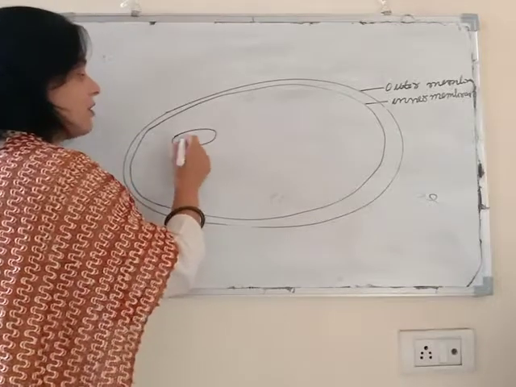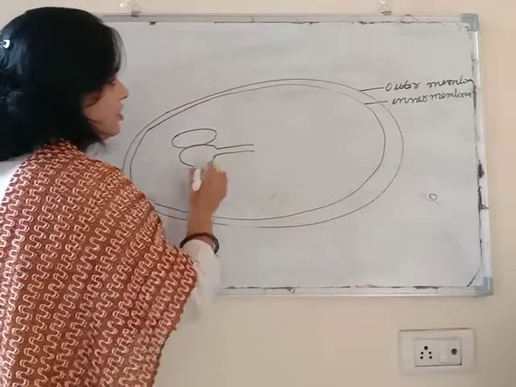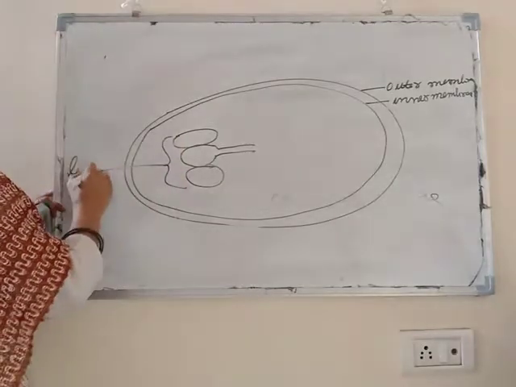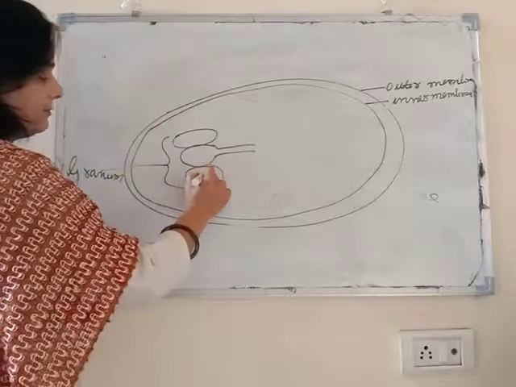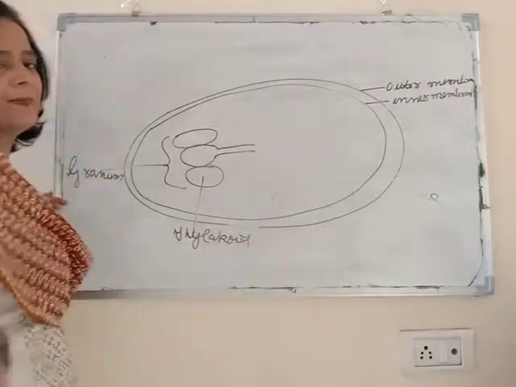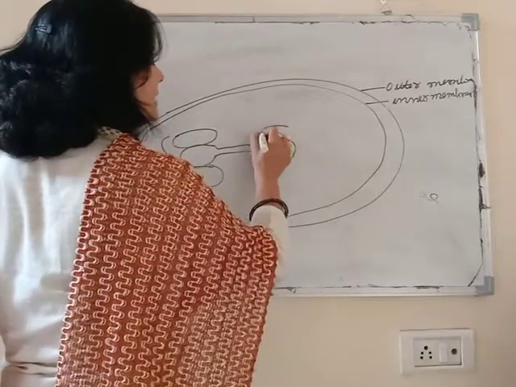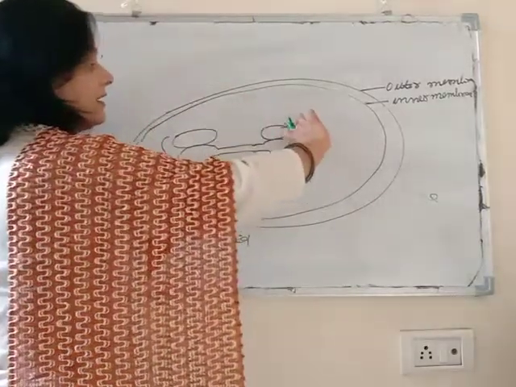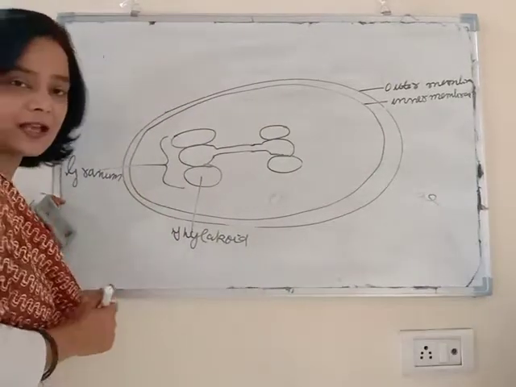There is a stack of coin-like structures. These coin-like structures which are placed one on top of the other are called granum, G-R-A-N-U-M. And one member of this granum is called a thylakoid. I'll explain it with a simple example after some time. So there are many grana in this. Plural is grana, singular is granum. This is one granum, this is another granum. If there are many, they are called grana, G-R-A-N-A.